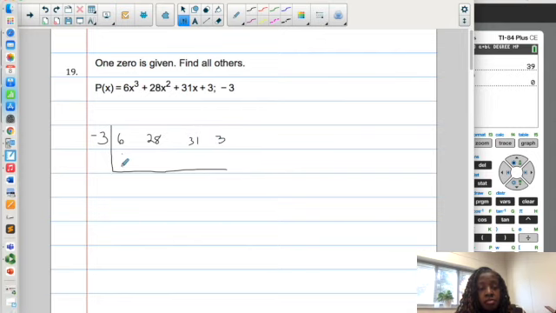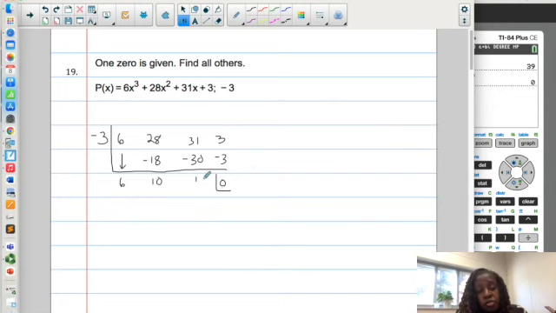Bring down 6. Prepare to multiply everything outside of the big L, and everything inside just gets added straight down. So we get -18. This is going to give us a 10. Then we get -30. It's going to give us a 1. And then we get -3. And then we've got a remainder of 0, which is what we should have. If we don't get a remainder of 0, we've done something wrong because they told us it was a zero. Zero means that the remainder is 0.